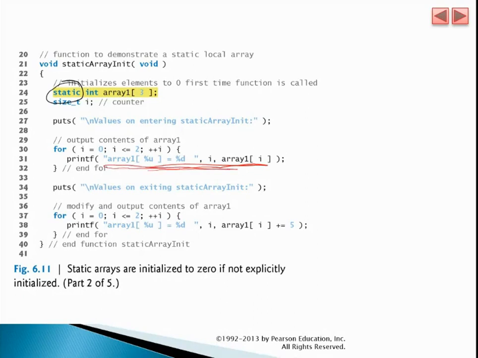Then, once we are done with printing the content of array 1, we will modify it and then output the content of array 1 again. So we are printing the content by increasing each element value by 5. Are you getting my point? We have increased the value by 5. Okay, this is what we are doing.